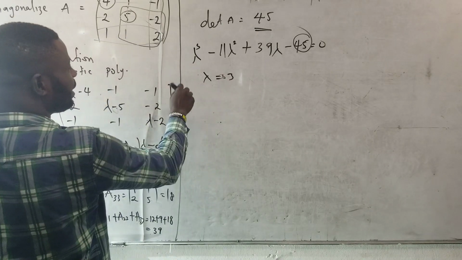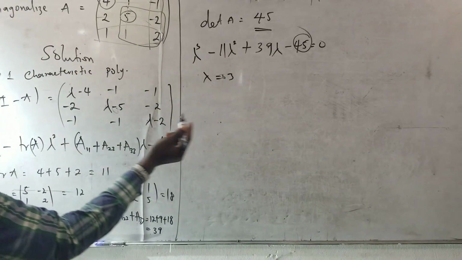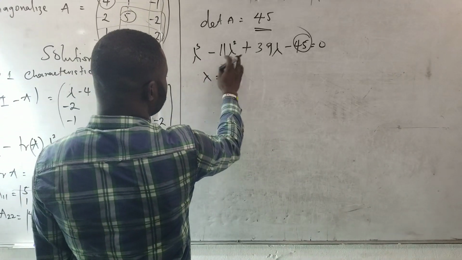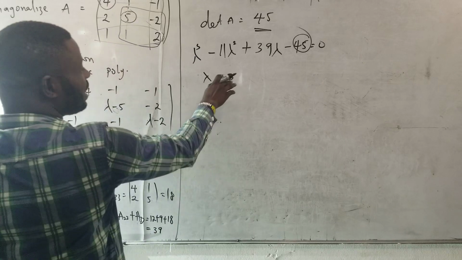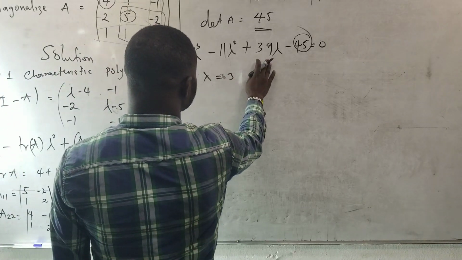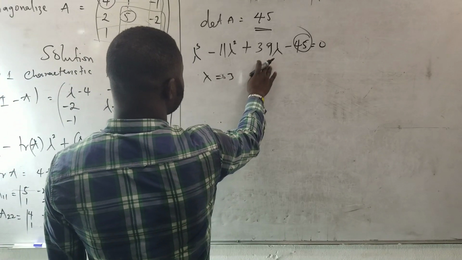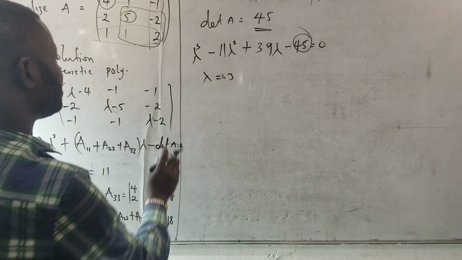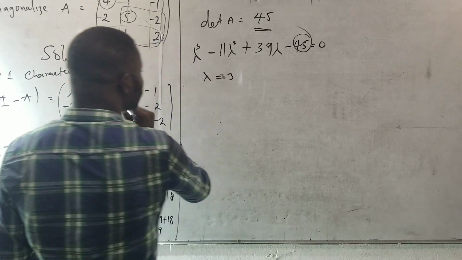I'll be having 3 cubed, and everything will be equal to 0. You can see this one will be 27. This one will be 9 times 11, that will be 99. And now everything will be equal to 0. Since I know it will be equal to 0, it means lambda equals 3 is a root.